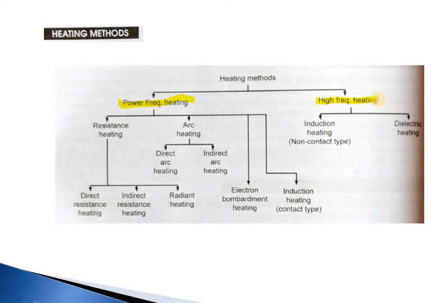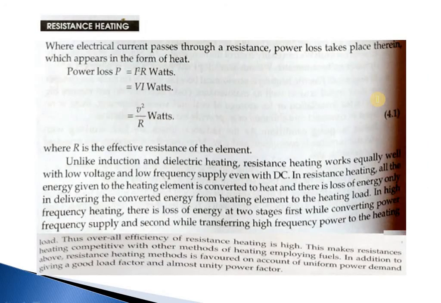So let us consider resistance heating, where electrical current passes through a resistance, and power loss takes place, which appears in the form of heat. We know that power loss equals I squared R watts, that is VI or V squared by R watts, where R is the effective resistance of the element. Unlike induction and dielectric heating, resistance heating works equally well with low voltage and low frequency supply, even with DC.